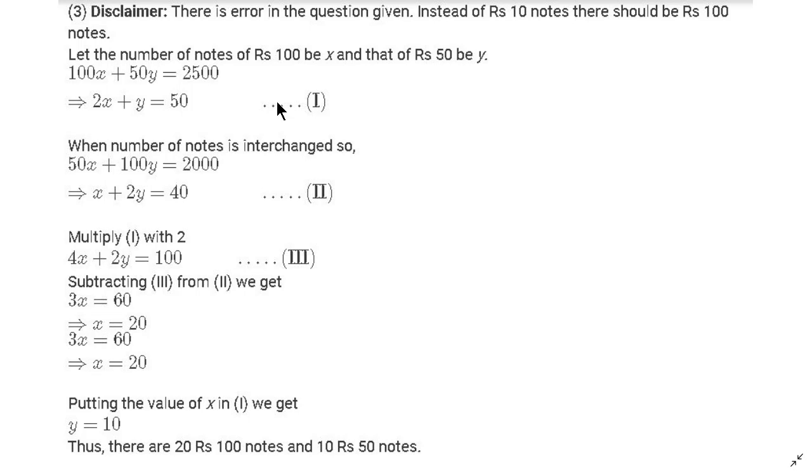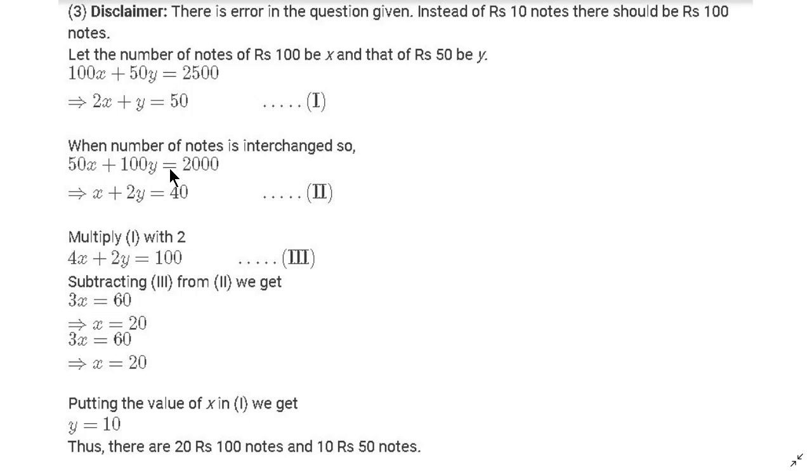So the first equation will be: Anushka got rupees 2,500 from Anand as denominations mentioned above, right? She got 2,500. But how? 100 rupees notes are X, and Y are 50 rupees notes, and the total amount is 2,500. So after simplifying, this is our first equation.